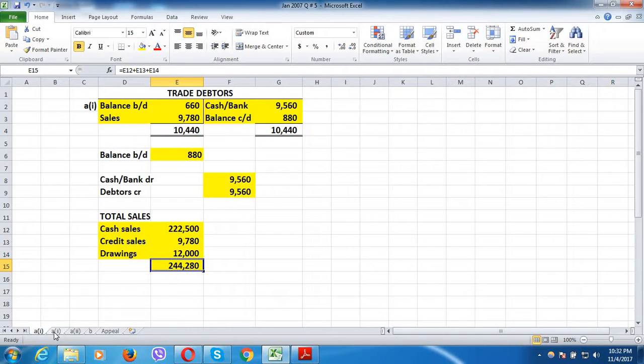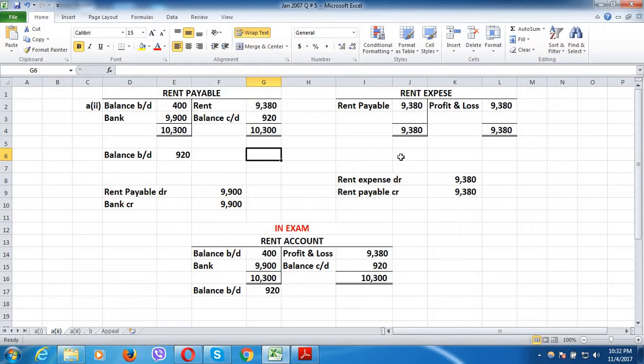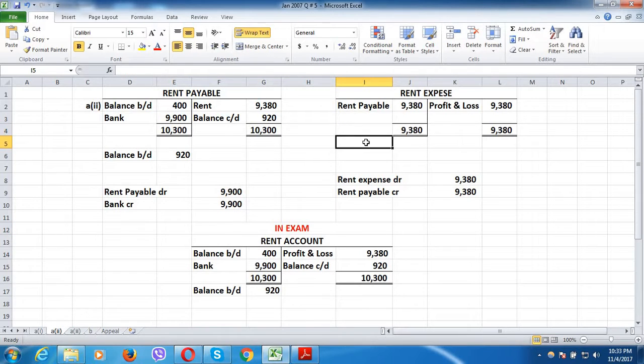Clear? Next, it was told to prepare the rent account showing the year-end transfer. This question I have solved in two different ways. One to make you understand, to clear the concept, and the second one is how you will answer in the exam. If you don't understand the concept properly, you will not be able to answer the question in the exam. So this is the reason why I have solved this question in two different ways.